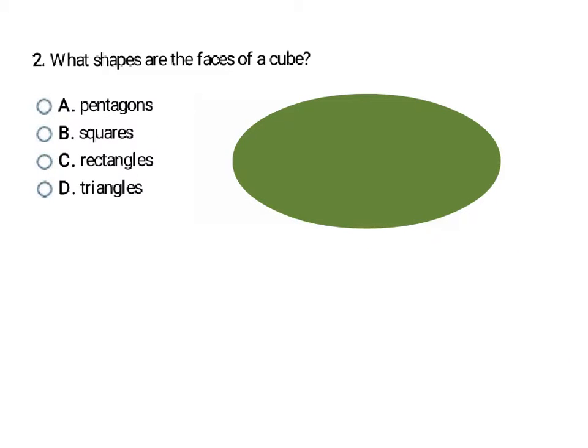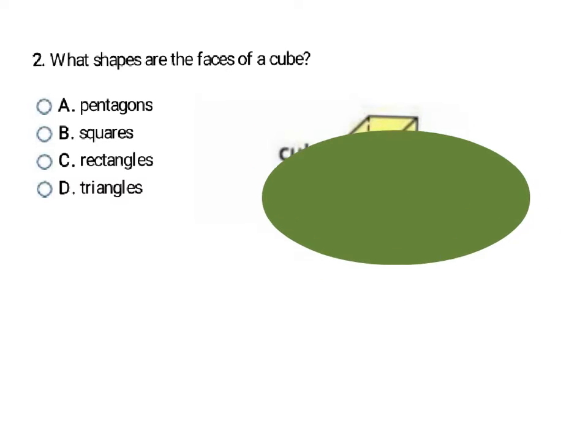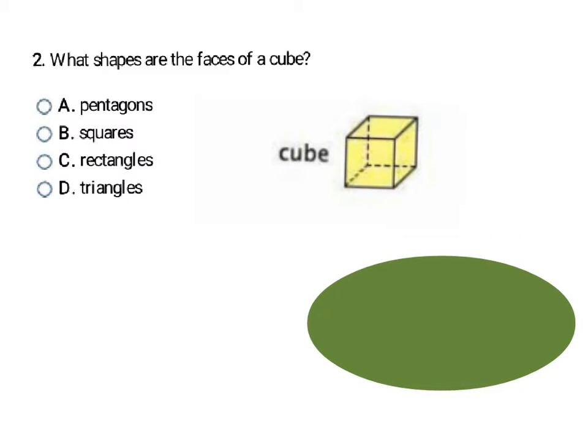So what shapes are the faces of a cube? Well, by definition, a cube is a prism with all square sides. And if you're able to pull up this picture in your head of what a cube looks like, then you'll also know that every side, every face there is a square. So it's going to make my final answer B.